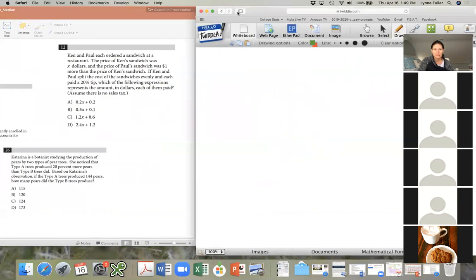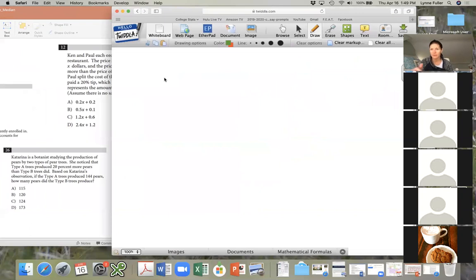So now let's look at 26, because that one really talks about this percent change of adding. So Katerina is a botanist studying the production of pears by 2 types of pear trees. She noticed that type A trees produce 20% more pears than type B trees. So if B produced X, A produced 100 plus 20%, which is noted as 1.2. So when we're dealing with decimals, you move the decimal 2 places to the left. So it'd be 100 plus 20, which is 120%, or 1.2.